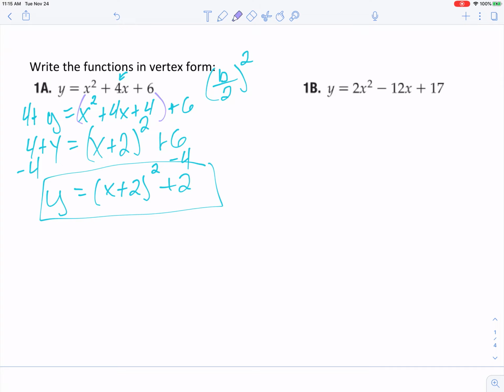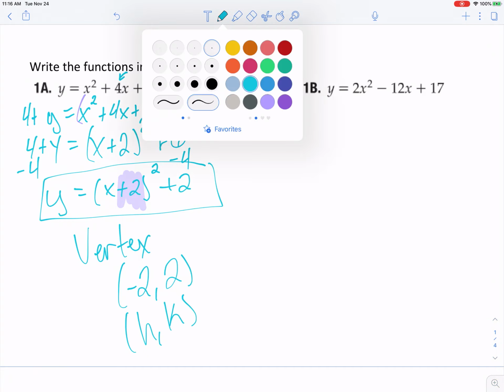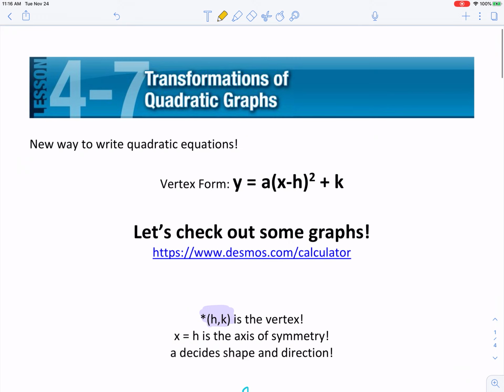Remember that the h value is going to do the opposite of what you think. So that's actually a -2 for my vertex. So if it says, hey, what is the vertex? The vertex is going to be -2, 2, because again, the vertex is hk. This value is h, but opposite of what you think, this value is k, according to this up here.